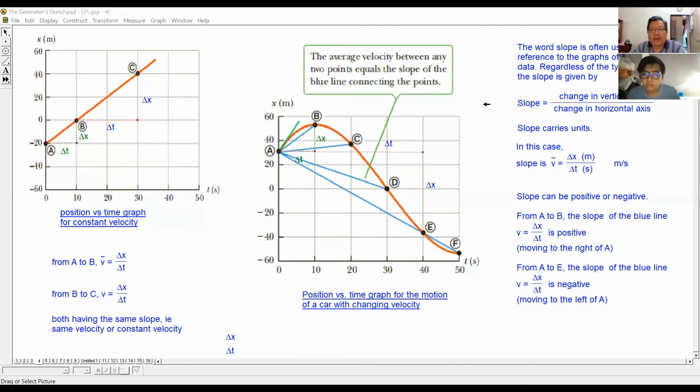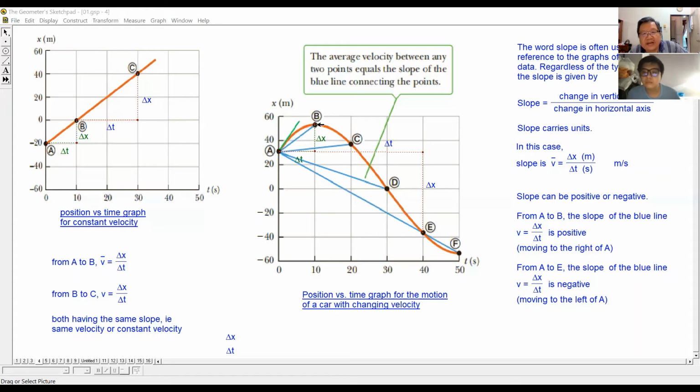Okay, now over here, they are also talking about the average velocity. But this time you look at the blue line connecting A to B. So they are actually finding out the average velocity from A to B. Then you see the blue line connecting A to C. They are actually finding the average velocity from A to C.